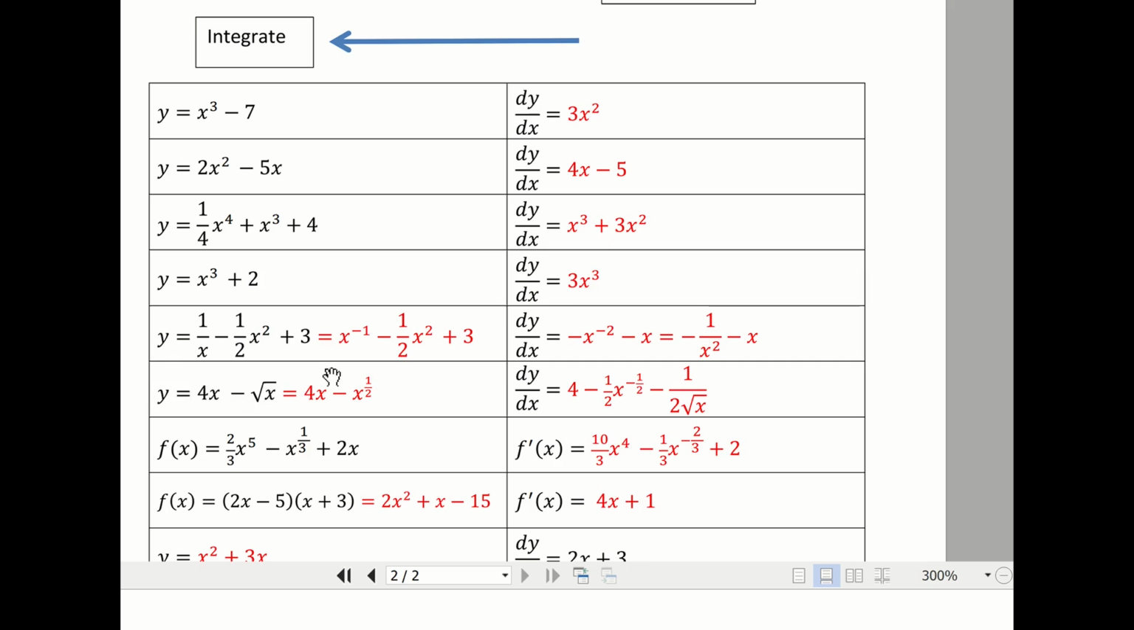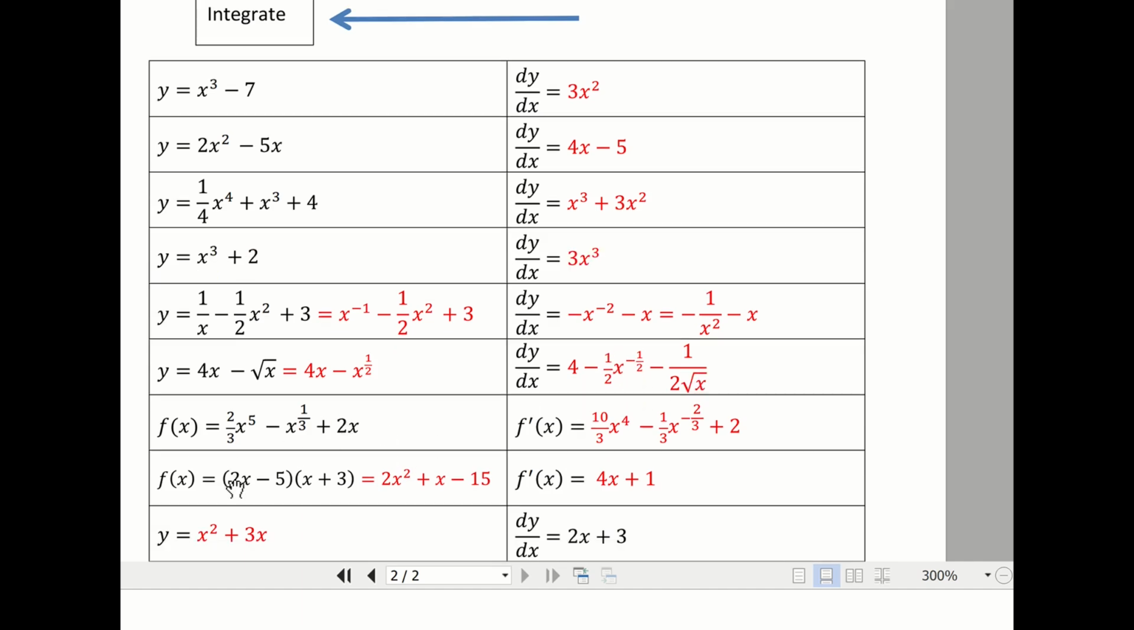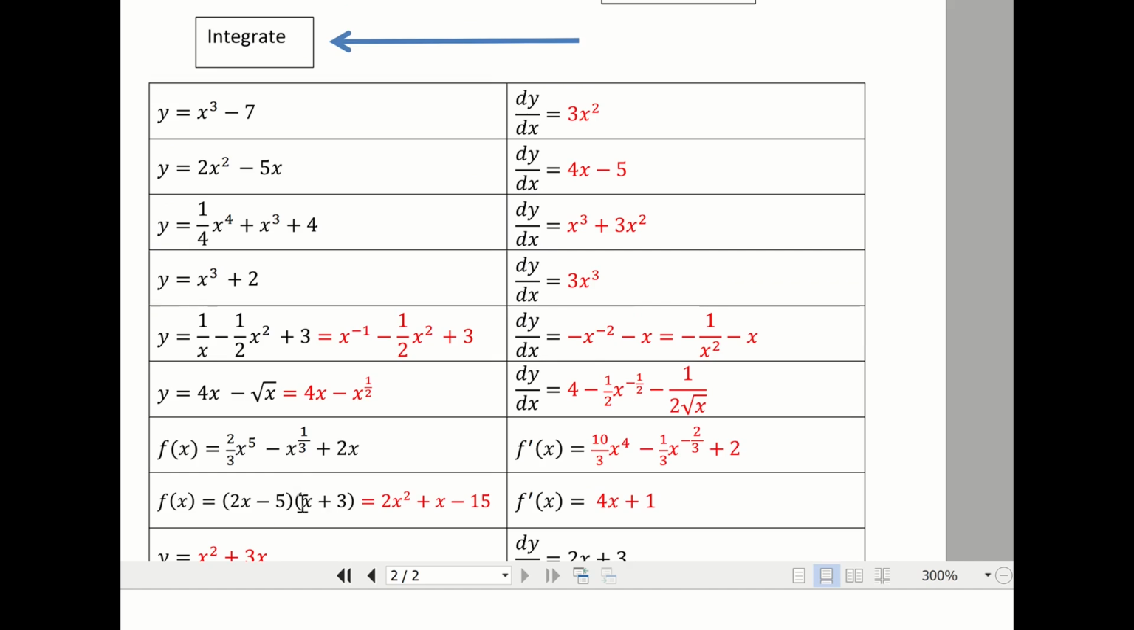Similar with the square roots, you need to write it as x to the half, and then I've written it as x to the minus a half. This should be equal to 4 minus 1 over 2 root x. So be aware that you can go from here to here as well. And then on this one, you have to expand the bracket first. Once you've done so, it's quite easy to differentiate.